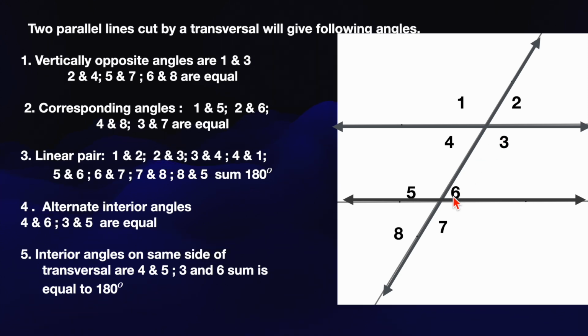And interior angles on the same side of transversal. What are those angles? 3 and 6. If you add them, it will be always 180 degree. 4 and 5, if you add them, it will be always 180. All this will be clear when we do problem sums, but you should know what are these angles which are formed when two parallel lines are cut by a transversal.